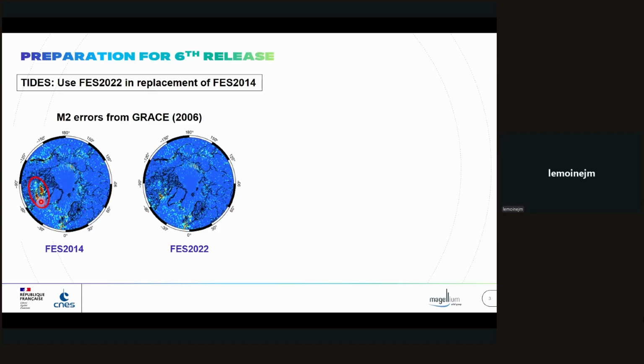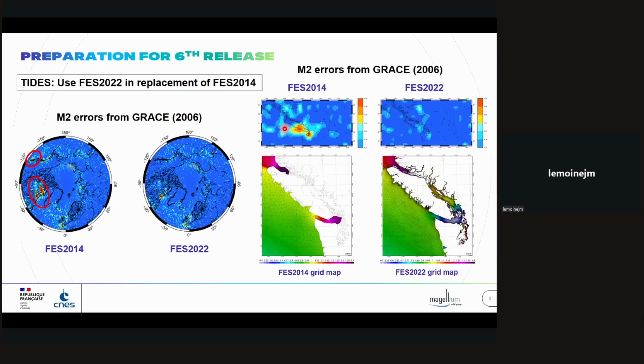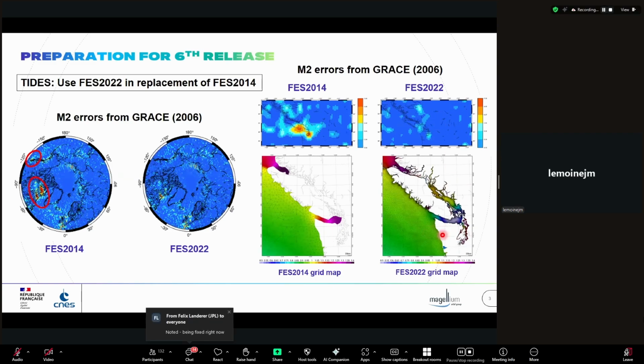And you see that in the entrance of the Hudson Bay, FES 2022 has been much improved, and also a much smaller scale improvement here in the area of Vancouver Island, where on the left is FES 2014, on the right, 2022. And you see that the red dots have disappeared in the new release, thanks to a much finer representation of the bathymetry in this area of the entrance of the canal and also of Seattle.